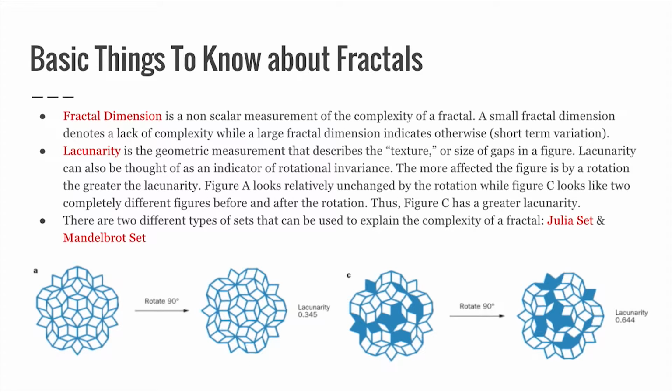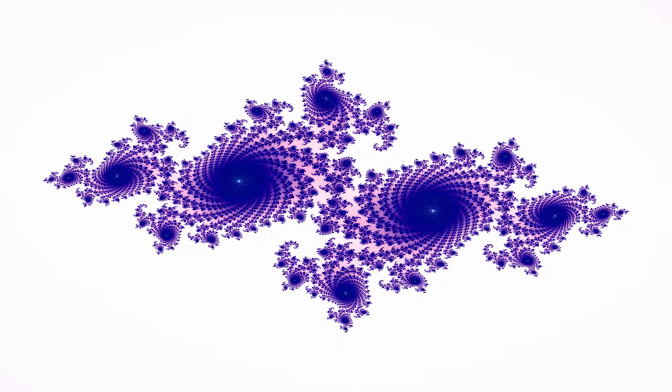There are two different types of sets that can be used to explain the complexity of a fractal: the Julia set and the Mandelbrot set.